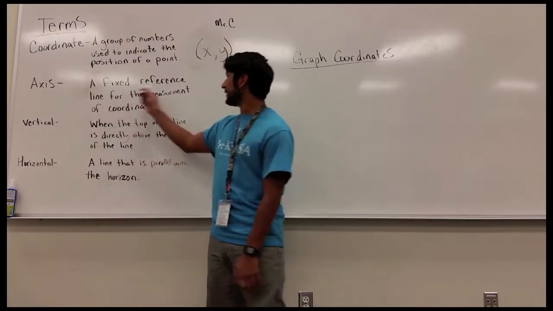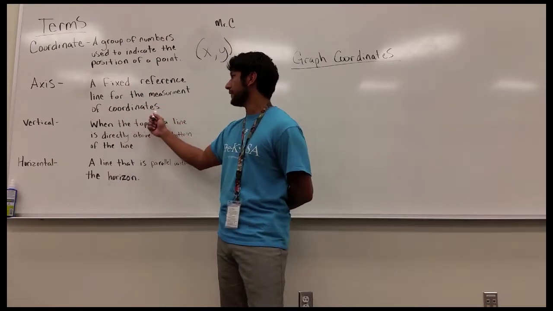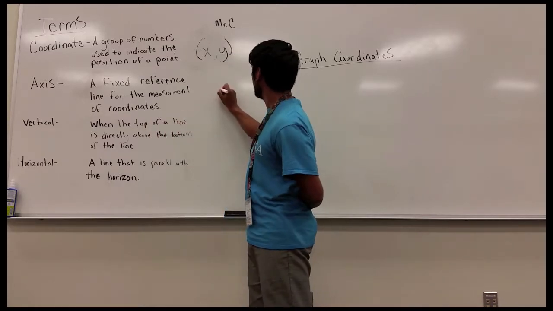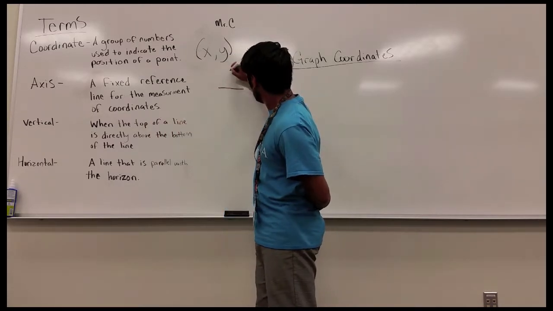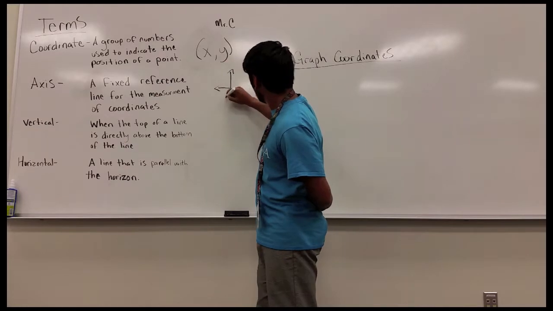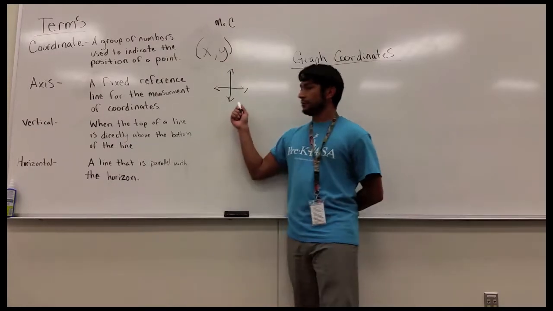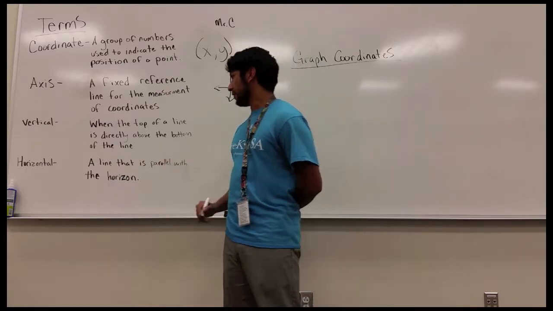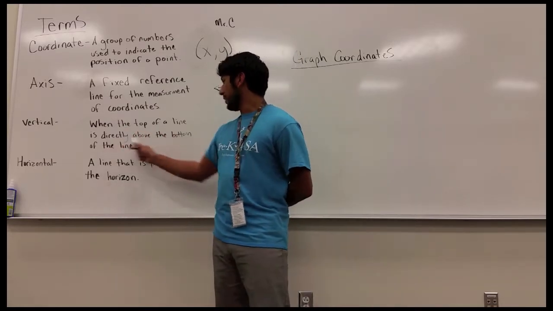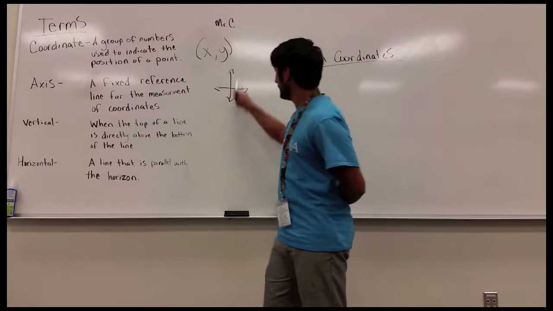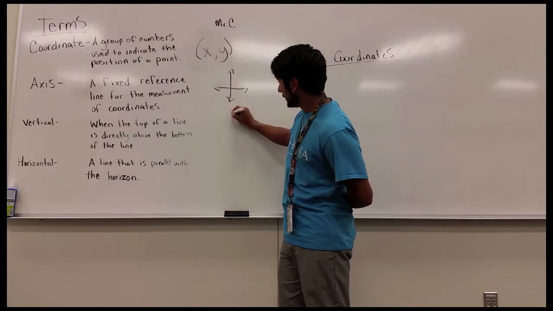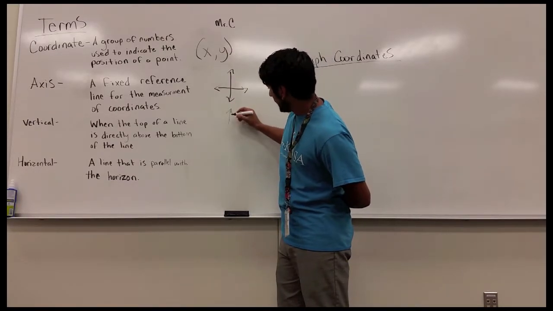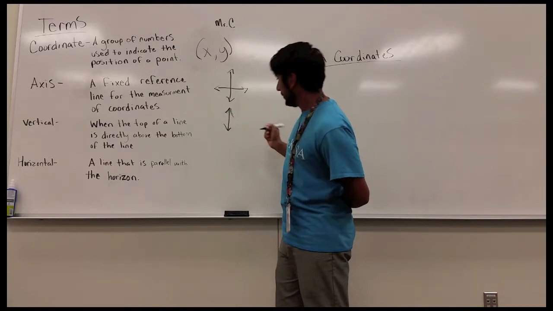All right, another term that we need to know is axis. An axis is a fixed reference line for the measurement of coordinates. So that would look like this. That is going to be referred to as an axis. Another term that we need to look at is vertical. When the top of a line is directly above the bottom of the line. That would be this line right here, where the top is directly above the bottom.